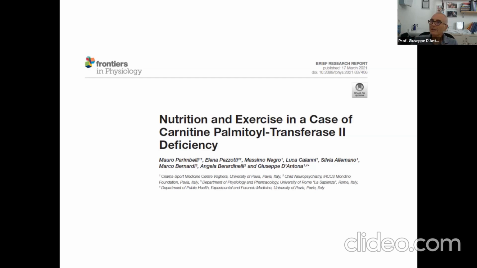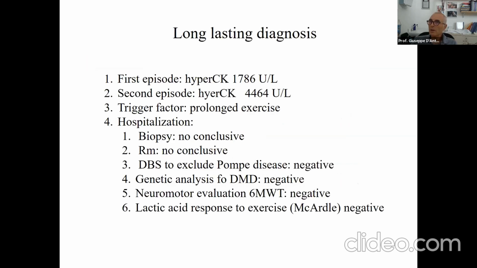All this theory was applied in a case of carnitine palmitoyltransferase 2 deficiency. In particular, it was a young girl that was analyzed in our laboratory. She had a long story of hyper-CK and rhabdomyolysis with hospitalization, followed by a series of exams that allowed us in the end to establish the presence of CPT2 deficiency. In particular, she had a biopsy and a resonance. She had some biochemical examinations to exclude Pompe disease and McArdle disease. She was also evaluated by genetic analysis for identification of DMD, Duchenne muscular dystrophy, which was negative. And again, a neuromotor evaluation with the 6 minute walking test, again negative.